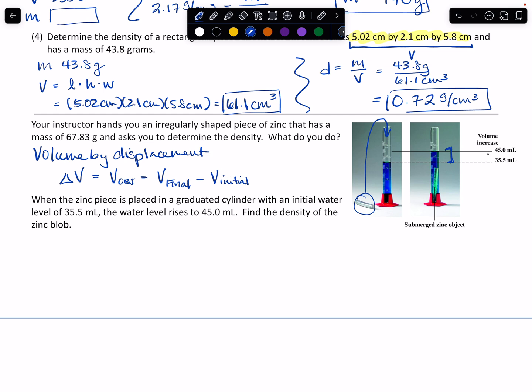This works for any object as long as it will fit into your graduated cylinder. Make sure you don't put something in a graduated cylinder that you can't get back out. That's not a good idea. But we have all kinds of sizes of graduated cylinders, so we should be able to find one that will work. So let's do a problem with this method.